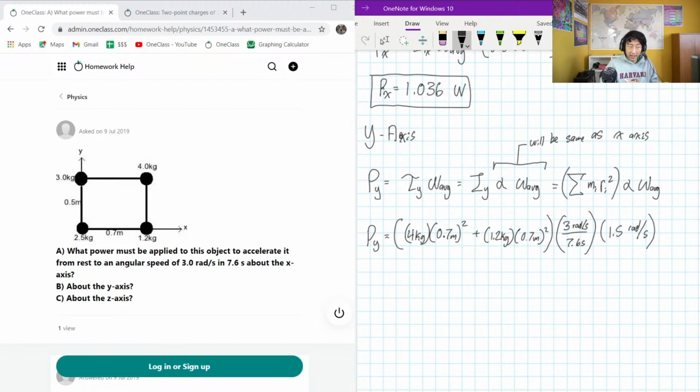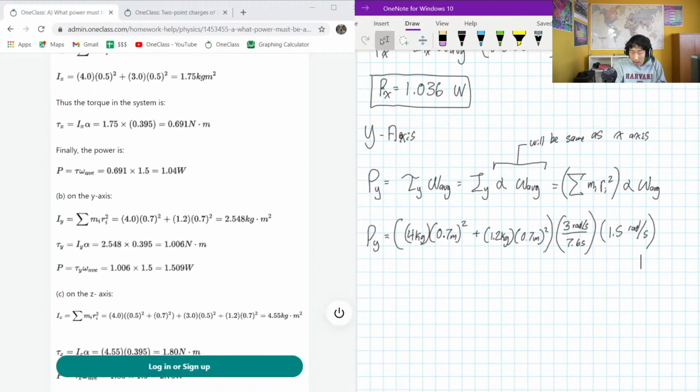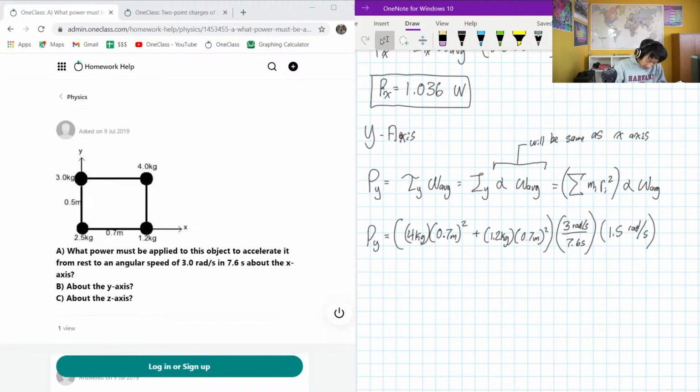Okay, let's ask our handy dandy calculator to figure this out for us. So we got 4 times 0.7 squared plus 1.2 times 0.7 squared, close that bracket, times 3 over 7.6 times 1.5. So my power in the y direction is hopefully gonna agree with this. Yeah, exactly. So my Py calculation is 1.509 watts. Awesome.